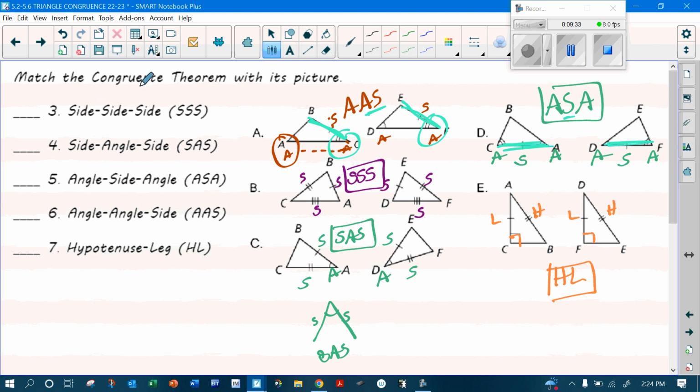Okay, so side, side, side is going to be a representative of picture B. Side, angle, side is going to be C. Angle, side, angle is D. Angle, angle, side is A. And hypotenuse leg is E. So be very careful. The order matters because you do not want to get the donkey theorem.